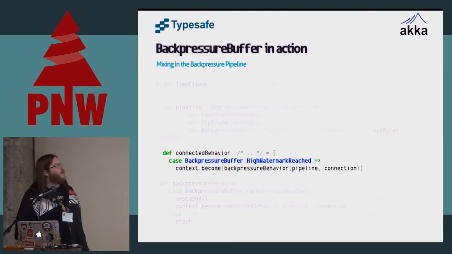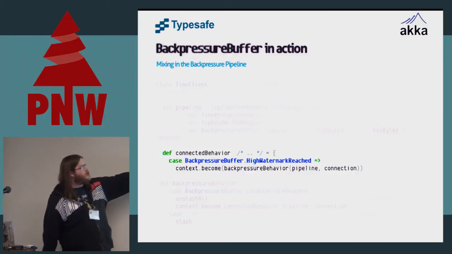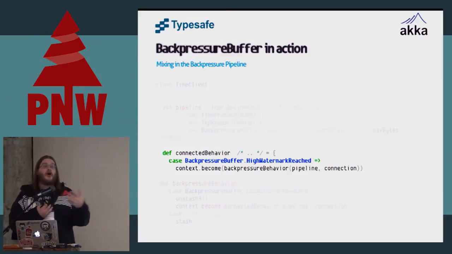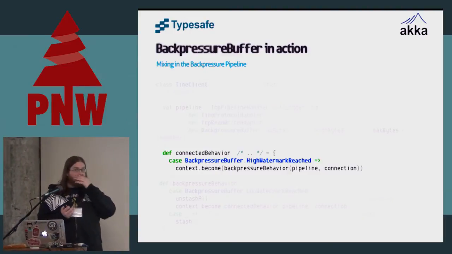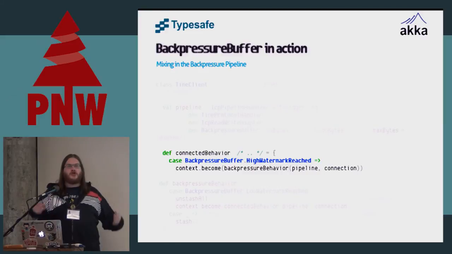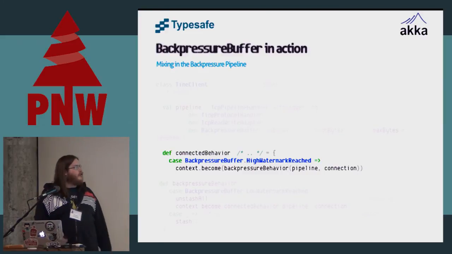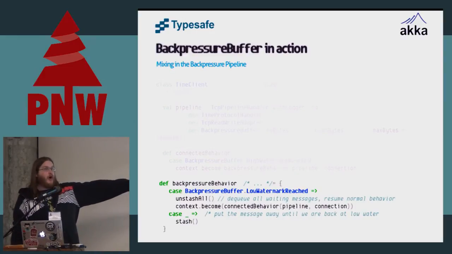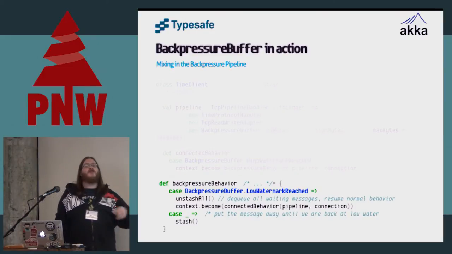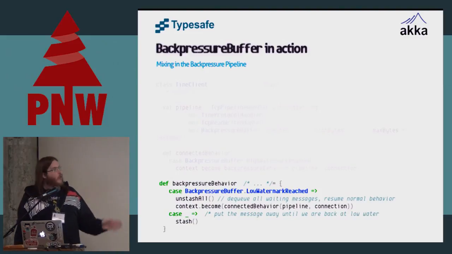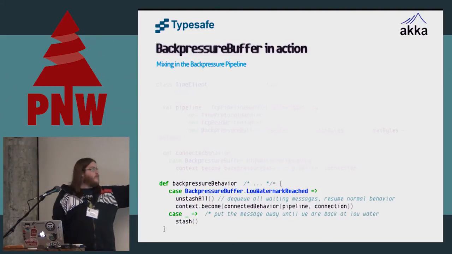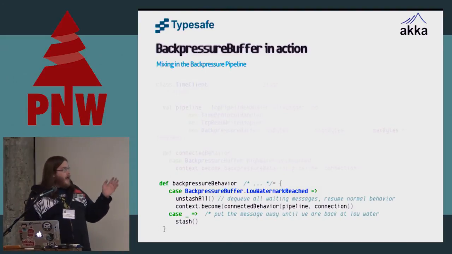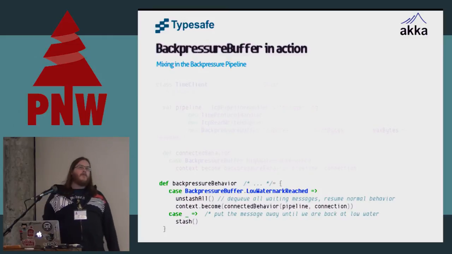So in our connected behavior, we've added one handler, which is the back pressure buffer high water mark reached. And all we do when we get that is switch our behavior to say you're going to change how you respond to messages. The only message you're going to handle is the low water mark. And so when we get any message other than low water mark, we call stash, which puts it in an internal queue that can be used later. When we get a low water mark reached message, we unstash all messages, which pops them into the mailbox, and we switch back to our connected behavior.